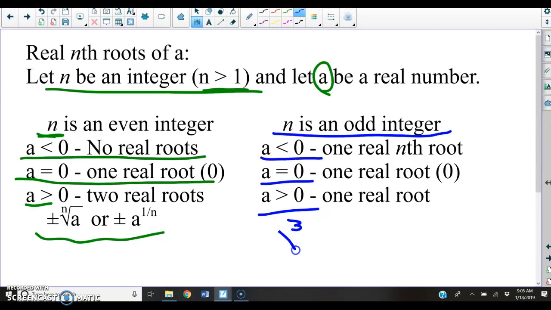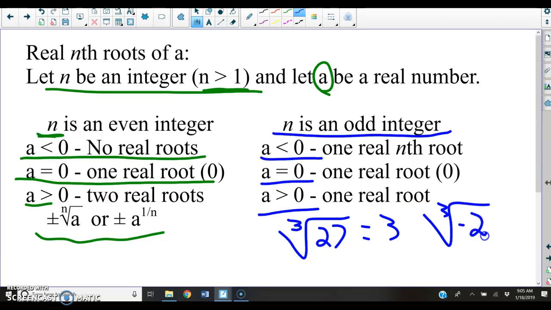So the cube root of, say, 27 is 3. The cube root of negative 27 is negative 3. And that's what that's showing you. But if we try to take the square root of negative 16, we learned earlier in this chapter that would give you 4i. It's not real, it's imaginary.